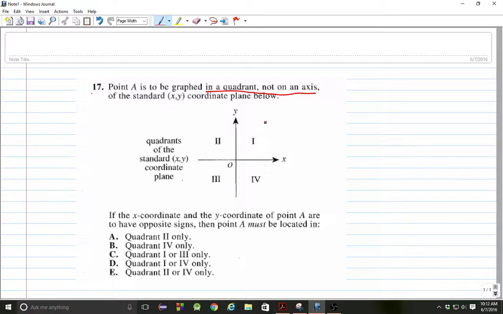Okay, so let's look at this. In quadrant 1, you have X and Y both positive. So you got a positive X, you got a positive Y. Okay, so we got both positive. In quadrant 2, X is negative and Y is positive. So quadrant 2 is going to be one of our opposite sign ones.